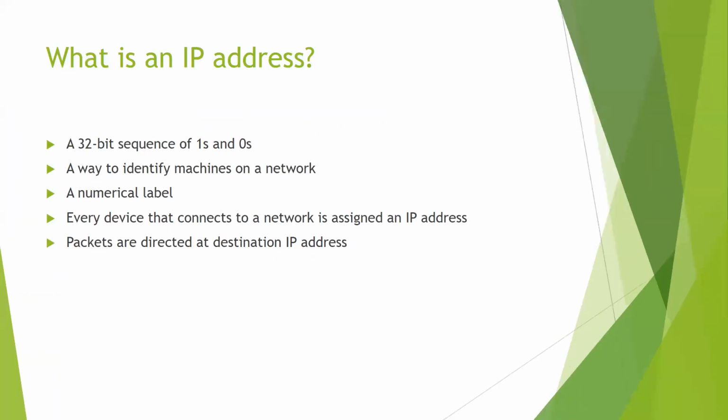Right. So, like I said before, IP address is very important when it comes to networks. And the first question to ask is, what is an IP address, right? An IP address is actually just a bunch of bits. It's used to assign an address to a network device. It's a 32-bit sequence of ones and zeros, and it serves as an identifier to a computer on a network. It's just a numerical label that we assign to them so we can reach that computer or address that computer, right?